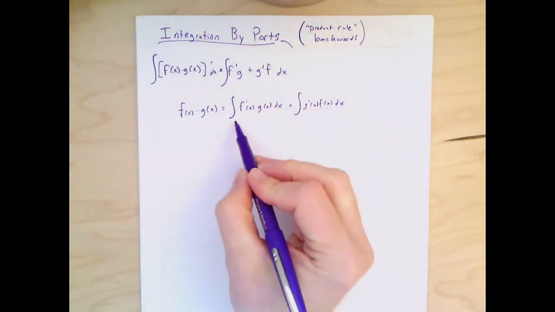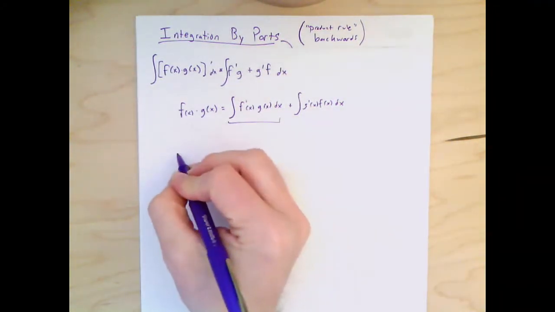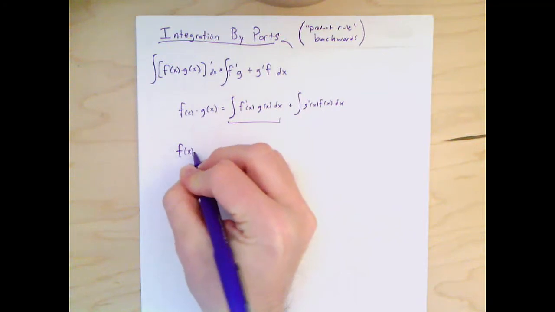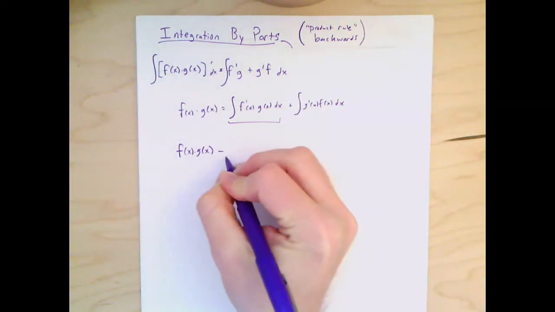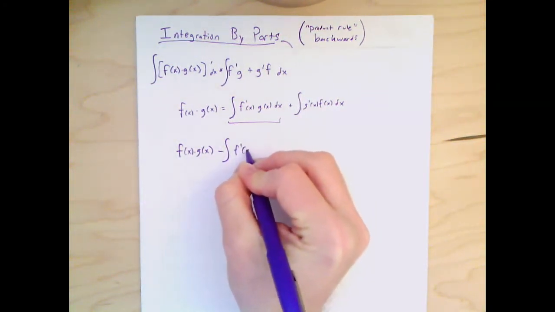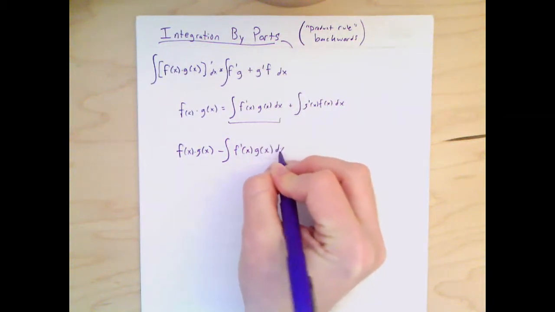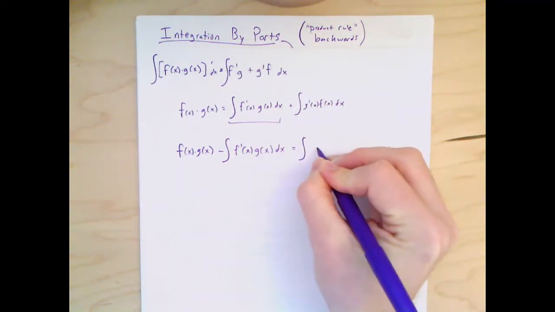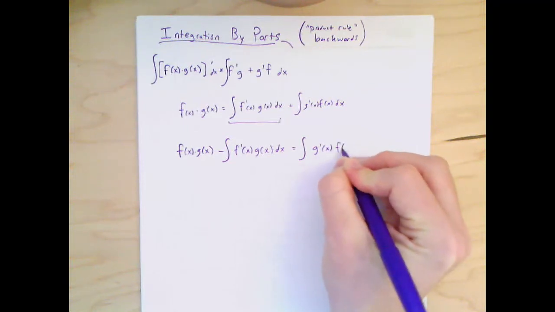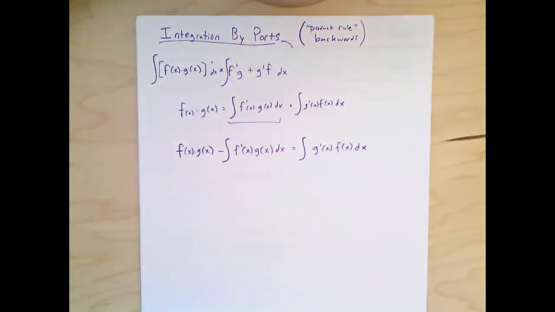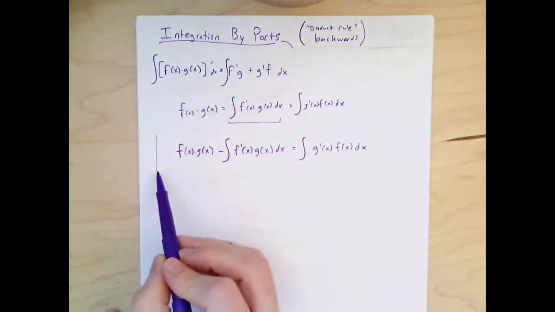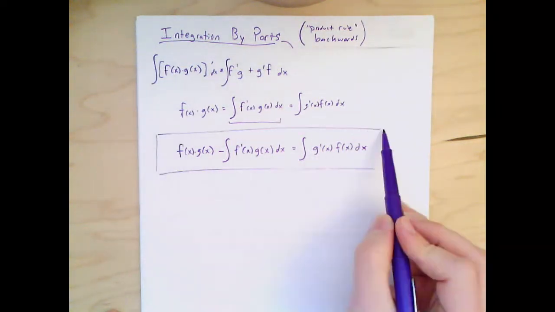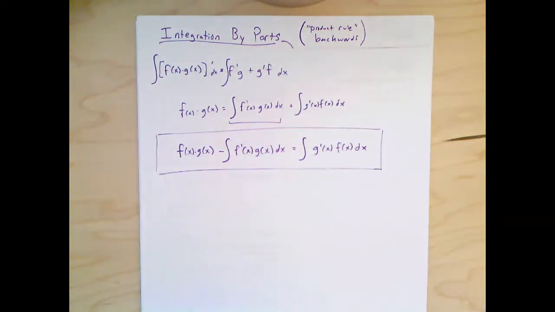So now I'm going to subtract this integral. So I've got f of x g of x minus integral f prime x g of x dx equals integral g prime x f of x dx. Okay, so this is actually the integration by parts formula. It's just got different names. So here we've got f's and g's. And in the formula I showed you on the first page, we had u's and v's.